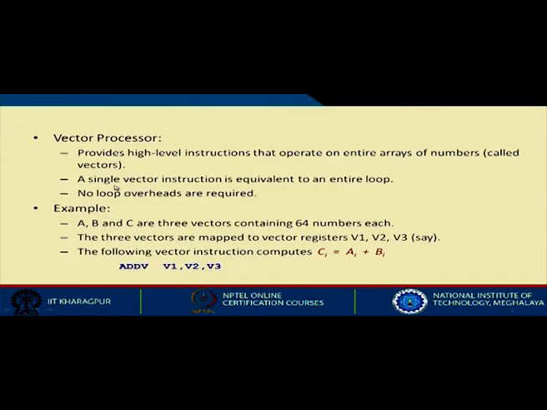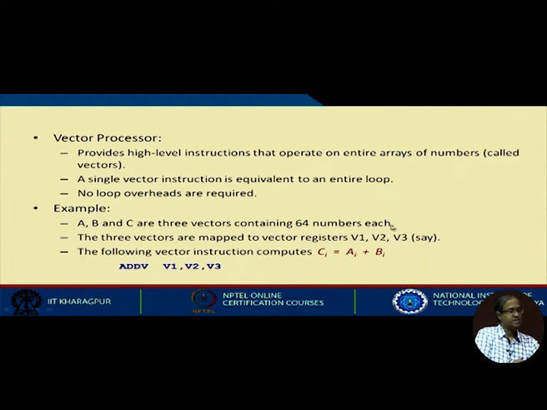So, as I said, a single vector instruction is equivalent to an entire loop, and no loop overheads are required. Just the example that I have given, that we are adding two vectors, the instruction will look like this: add vector v1, v2, v3. So, v2 and v3 are added element by element, and the result is stored in v1. This single instruction can compute a set of additions like Ci equal to Ai plus Bi, where i will vary across the length of the vectors.